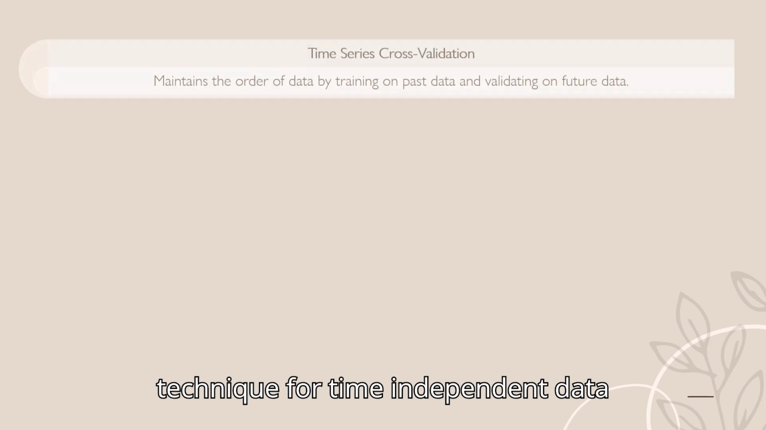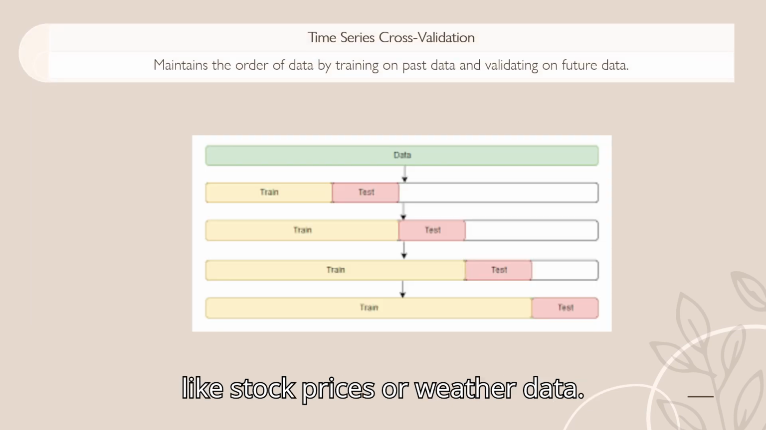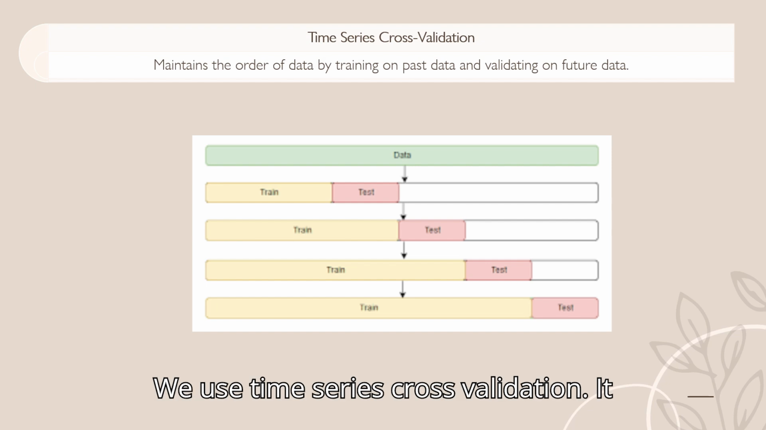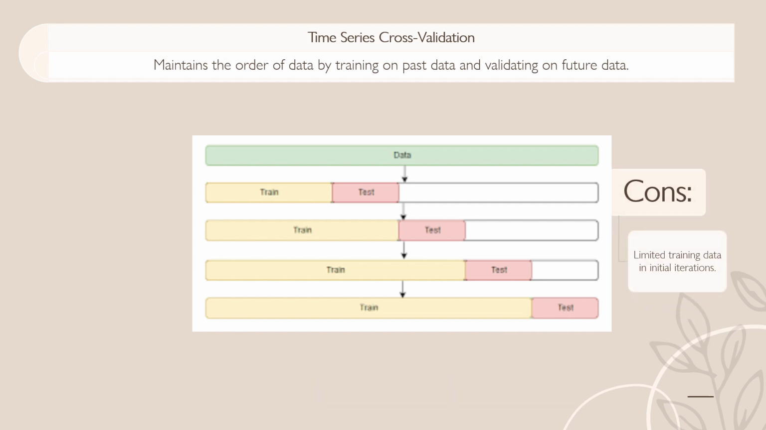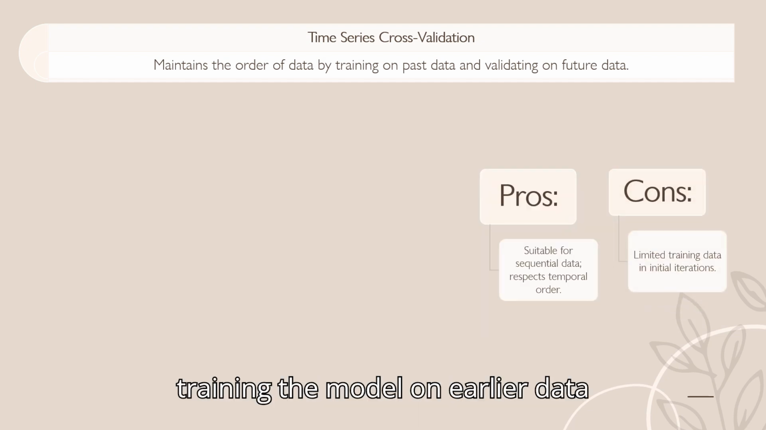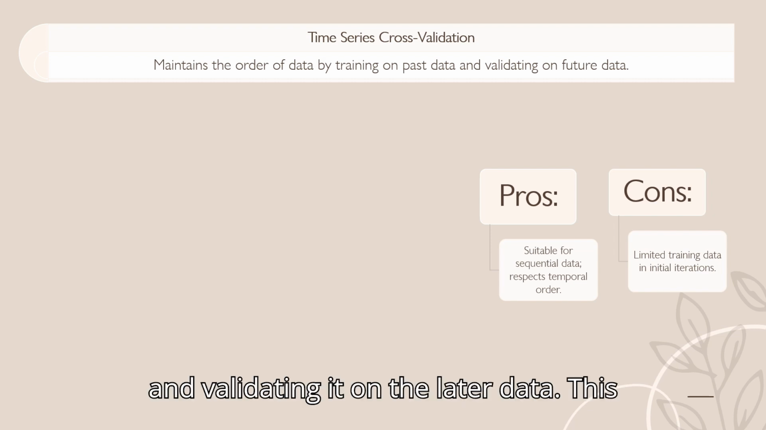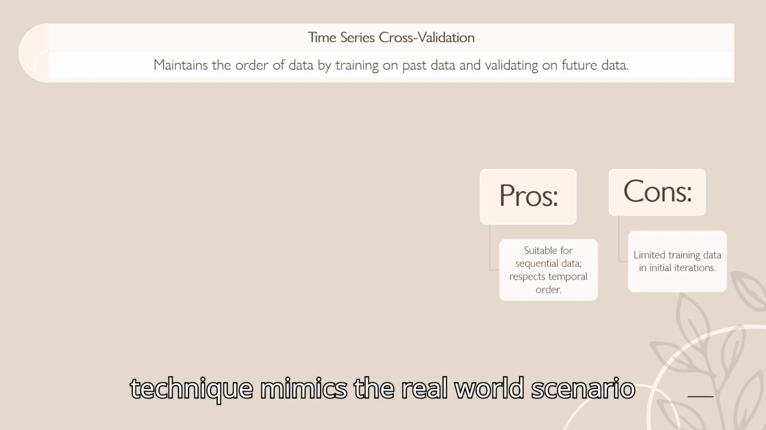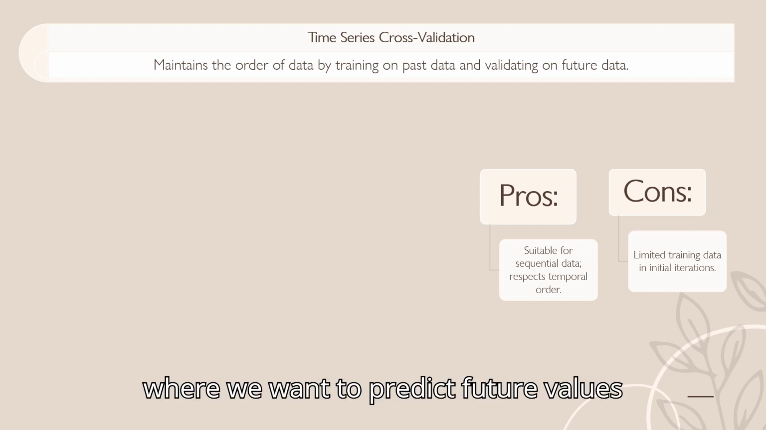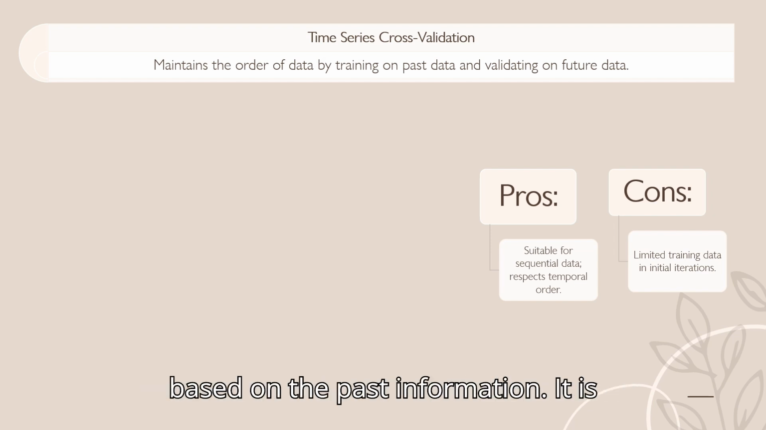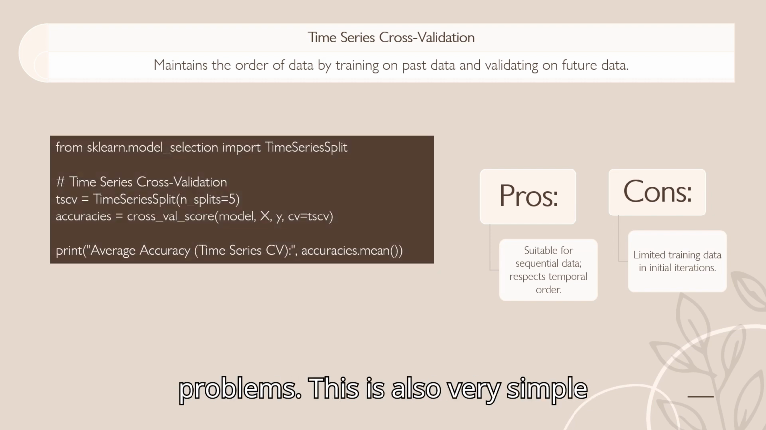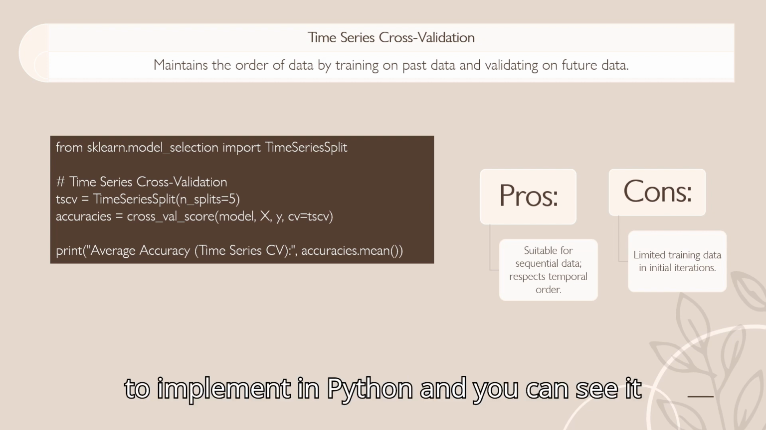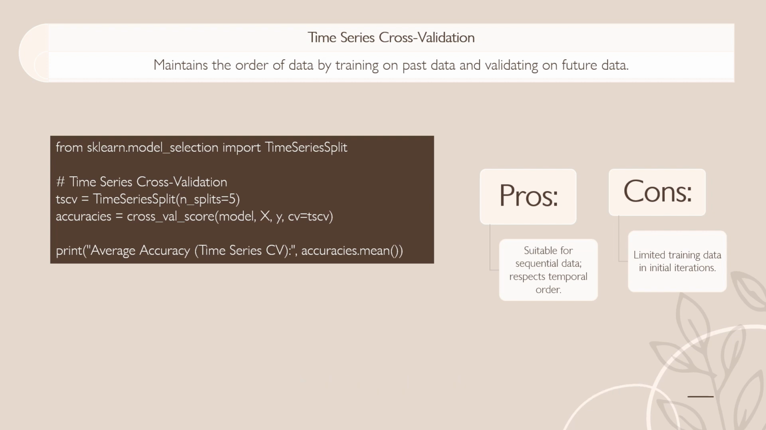Well, now we have time series cross-validation technique. For time-dependent data like stock prices or weather data, we use time series cross-validation. It works by preserving the sequential order of data, that is, training the model on earlier data and validating it on the later data. This technique mimics the real world scenario where we want to predict future values based on the past information. It is essential for time series forecast problems. This is also very simple to implement in Python and you can see it on the screen.